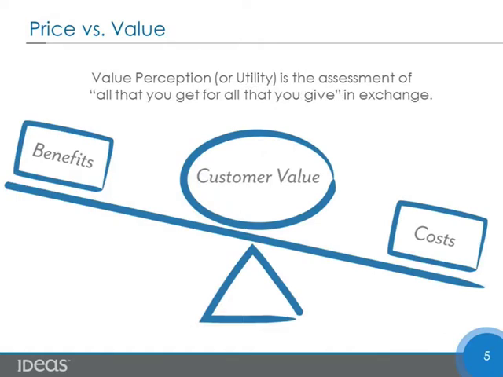What is value perception? Value perception is a customer's assessment of what they have received in comparison to what they have given. So they ask themselves, by giving up this amount of money, what am I getting in return? Not just the physical product, but also the overall benefits. It doesn't matter what you charge. It is the customer's perception of your price that matters.